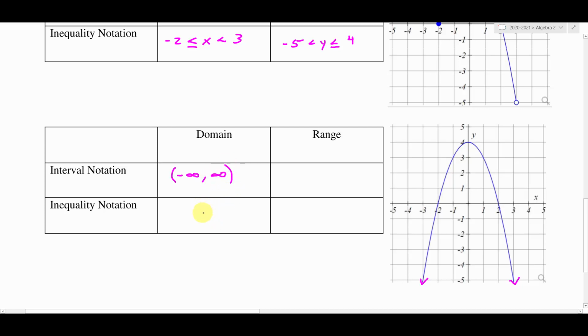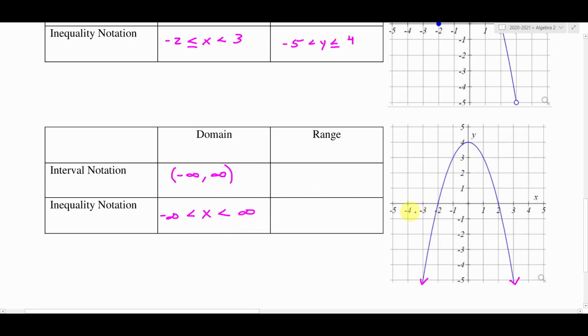Now to write the same thing in inequality notation, I start the same way I always do. Since I'm describing x values, I put my x, I put my inequality symbols, and then I put my left and my right bound. All right, so I'm going to put a -infinity here, positive infinity here, and I'll never be equal to either one of those two numbers, so I do not need equal to bars here.